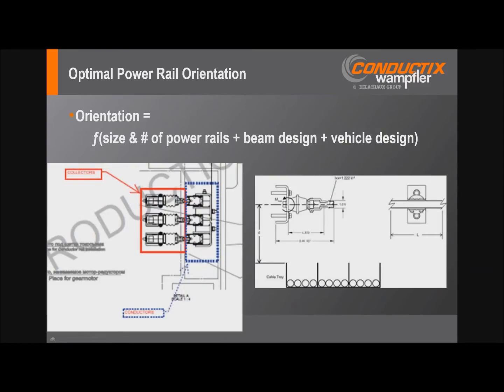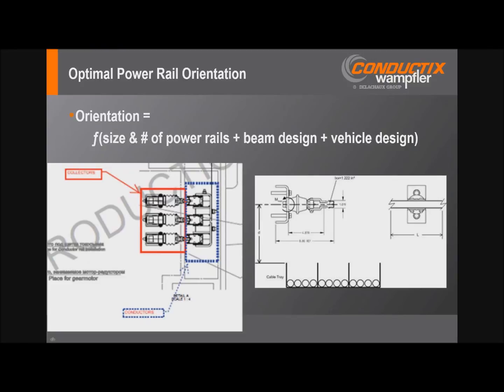So what's the best way to orient the conductors? Well, what are you trying to do? What do you need for power? What's the vehicle configuration? Ideally, the earlier in the design that these things are discussed, the better. Generally speaking, the orientation is a function of the size and the number of the power rails, the beam design, and of course the vehicle design. It's pretty simplistic, but it's the details that really make a difference in ensuring a cost-effective, reliable system.